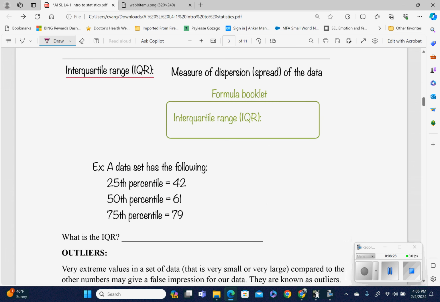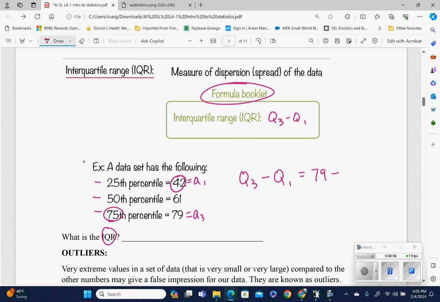All right. So the interquartile range, this is in your formula booklet. You don't need to memorize this, but it's Q3 minus Q1. So if I said, what is the interquartile range of this set of data here, we're going to do Q3 minus Q1, just to show the person that I know what I'm doing. Q3 is my 75th percentile, which is 79. So this number is my Q3. So I'm going to do 79 minus my Q1. This number right here is my Q1 because that's my 25th percentile. So 79 minus 42 is equal to 37. So my IQR is 37.